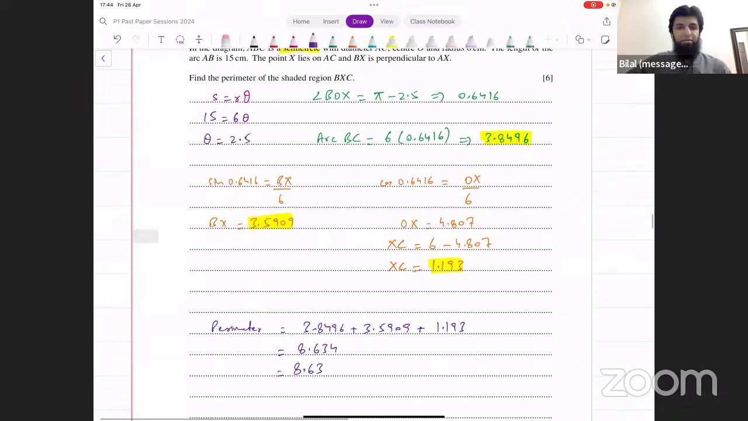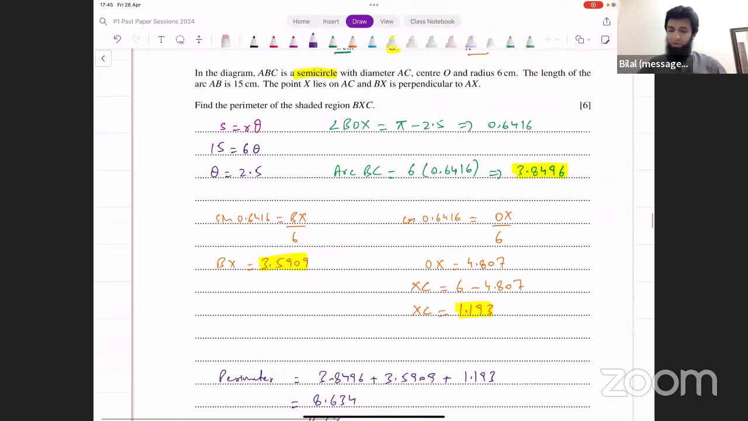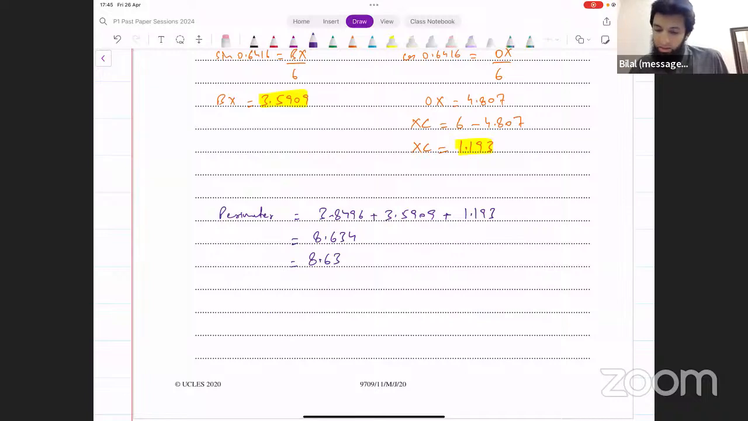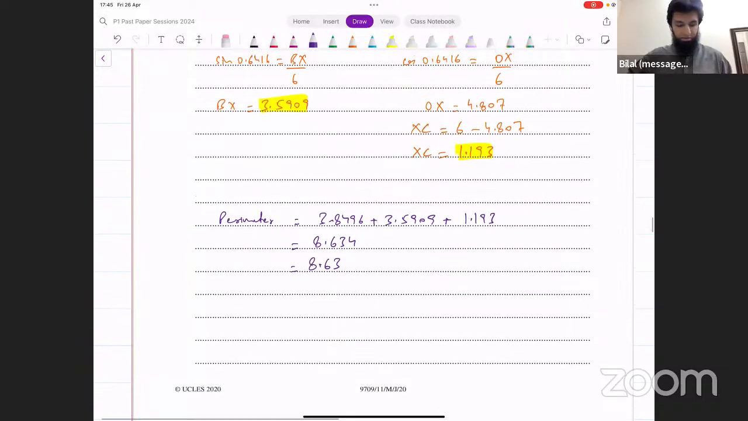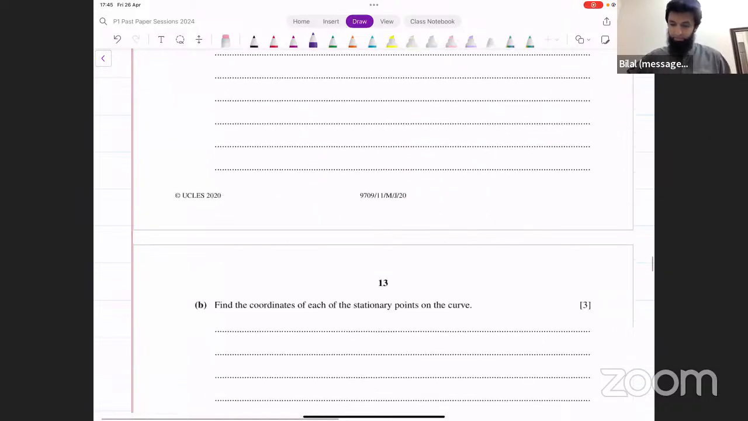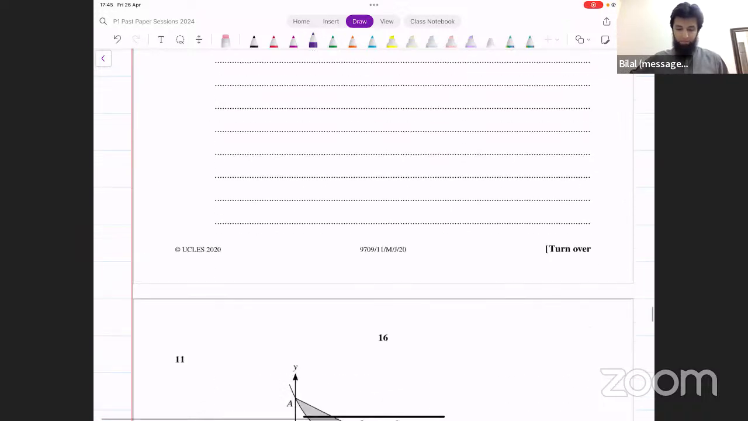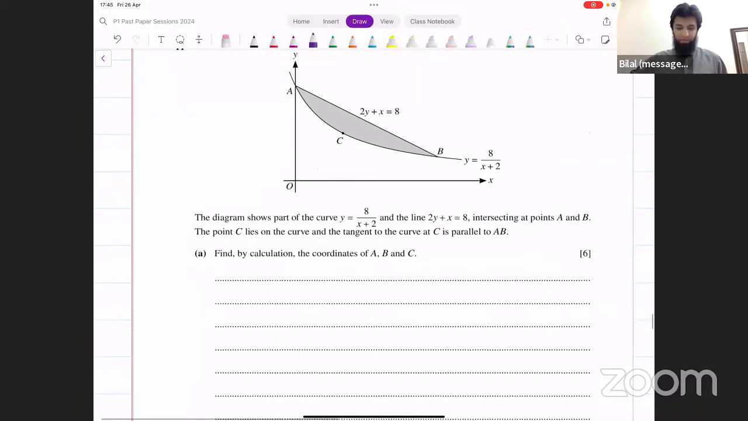Question number 8. Let's move on. So the next one that you've asked about is question number 11. Okay, that's the last question from this paper. Let's have a look at that. It's pretty dark outside already. Question number 11. Let's try this.